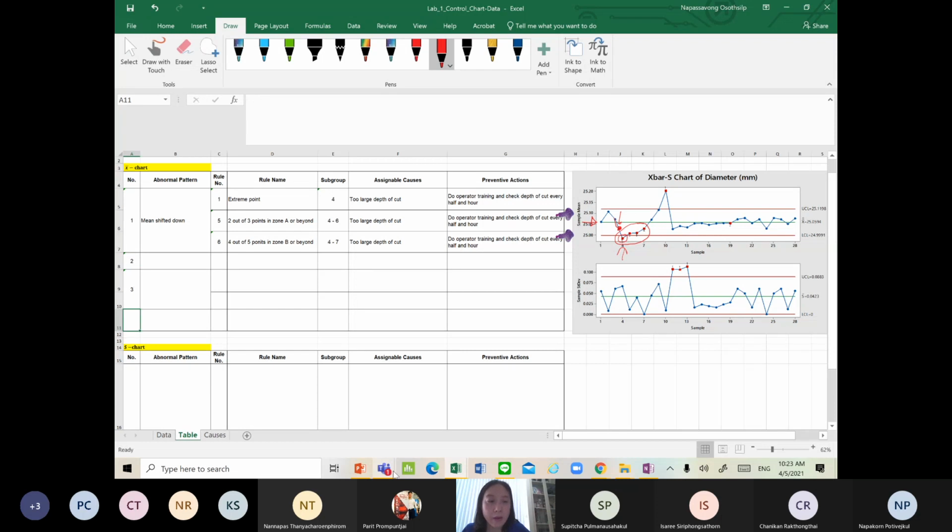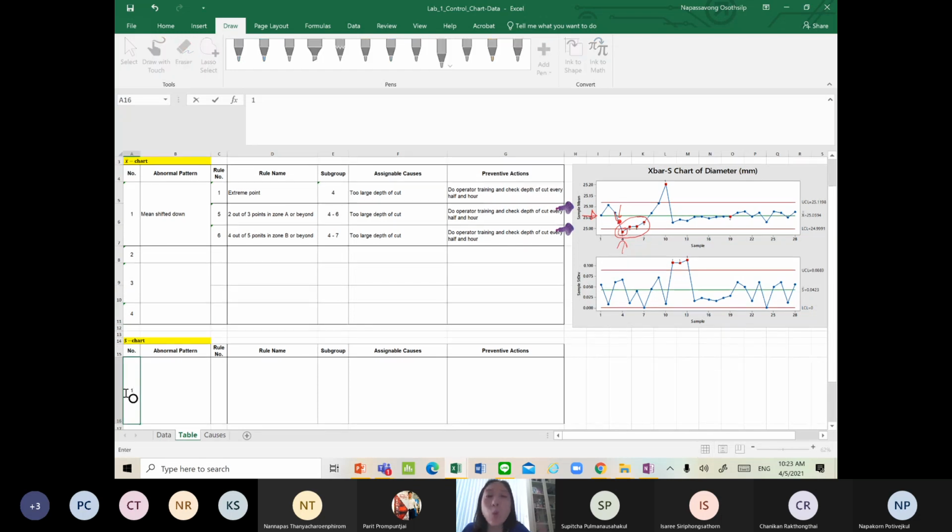Third pattern, fourth pattern, that you should be able to detect on X bar charts. On S charts there's only one abnormal pattern that you should be able to detect. So let's do this in groups and finish filling out the tables, and then we will come back to discuss the results here.